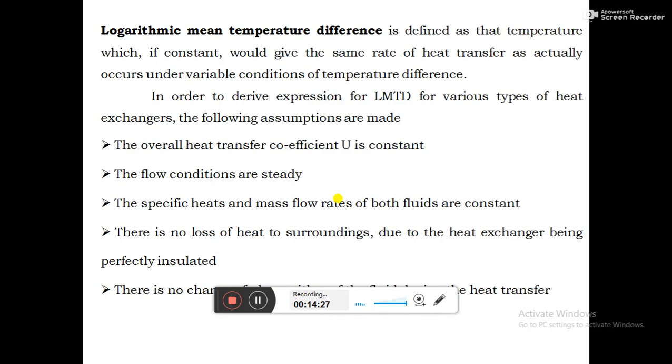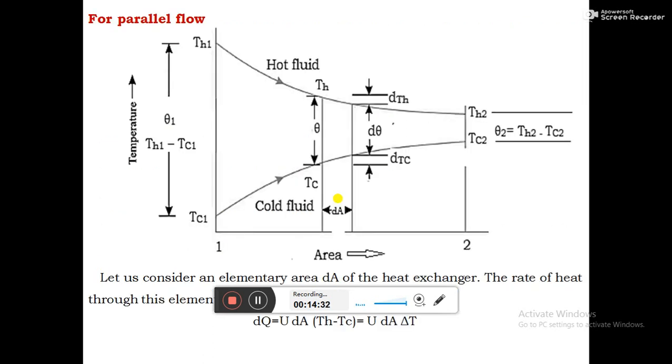and there is no loss of heat to the surroundings. That means we assume that the transfer of heat takes place only between the hot fluid and the cold fluid. There is no heat loss to the surroundings. These are the assumptions that we are going to make in the design of a heat exchanger using the LMTD method. Okay, now let us start the derivation of LMTD, that is, the design of a heat exchanger based on the logarithmic mean temperature difference for a parallel flow heat exchanger.